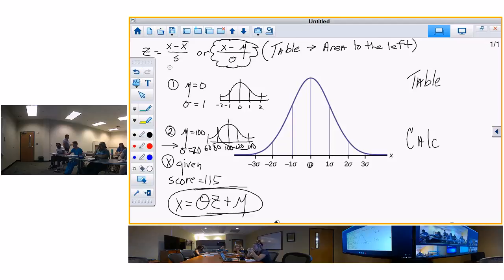Now you have to be careful when you use the table. All right, most of you will probably use the calculator. One, because it's simple, and two, it's less complicated.